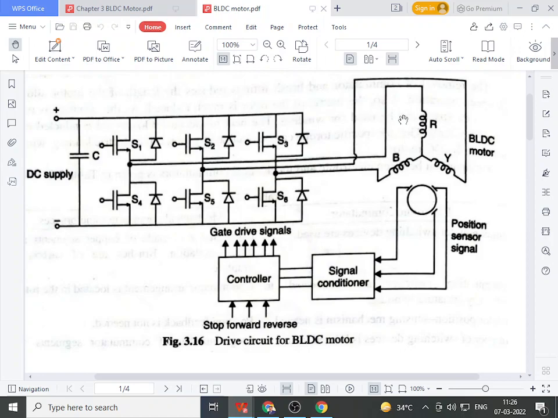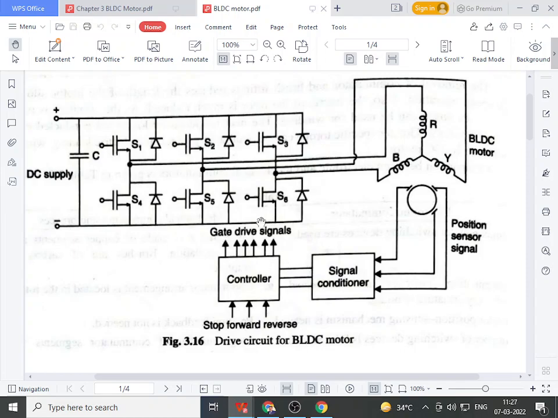Out of these 3, if any 2 phases or a single phase carries current, then the magnetic field developed in the air gap is not in rotating form. So for generation of a rotating magnetic field in the air gap, the condition is that all 3 phases of the stator, which are displaced by 120 degrees in space, must carry 3-phase current. Accordingly we have to turn on this particular sequence. So the switching sequence generated by this controller is such that all 3 phases of the stator carry current.